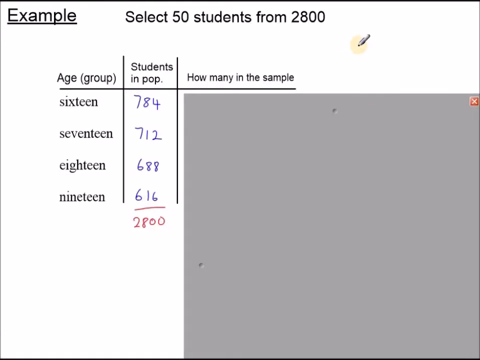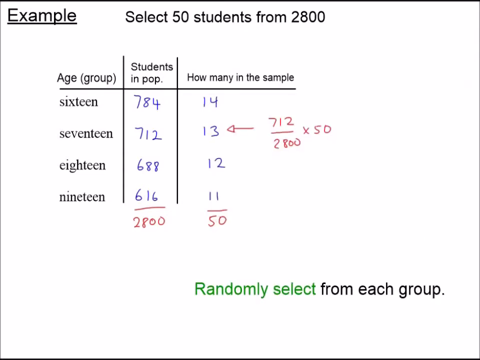So here's an example. So we want to select 50 students from these 2,800, and my groups are age groups, students aged 16, 17, 18, 19, and these are the numbers in each of those age groups, a total of 2,800 students. So we select according to the formula.